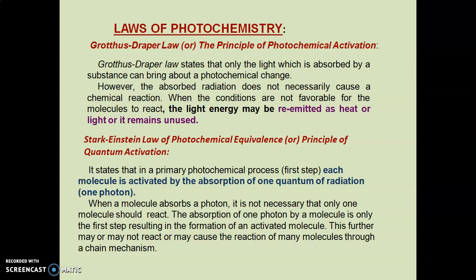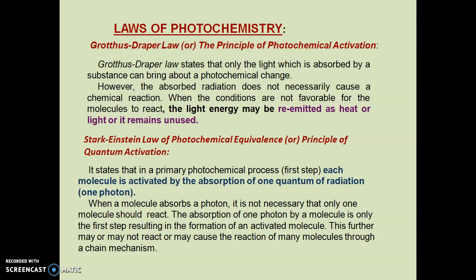When the conditions are not favorable for the molecules to react, the light energy may be re-emitted as heat or light, or it remains unused. The second law of photochemistry is also called the Stark-Einstein law of photochemical equivalence, or the principle of quantum activation. According to the second law, in a primary photochemical process, that is the first step, each molecule is activated by the absorption of one quantum of radiation, or one photon.